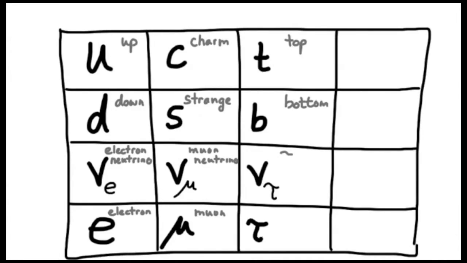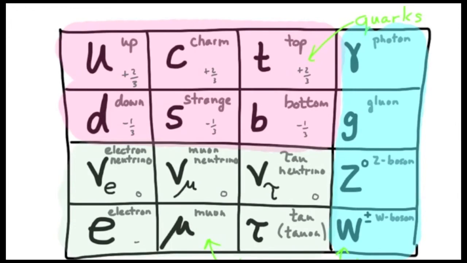Many of the elementary particles in the Standard Model carry electric charge. Up, charm, and top quarks have a charge of positive 2/3, down, strange, and bottom, negative 1/3. All the neutrinos have charge 0, electron, muon, and tauon, negative 1. Photon has 0 charge, gluon has 0 electric charge also, Z boson 0, and the W boson positive 1 or negative 1 charge.